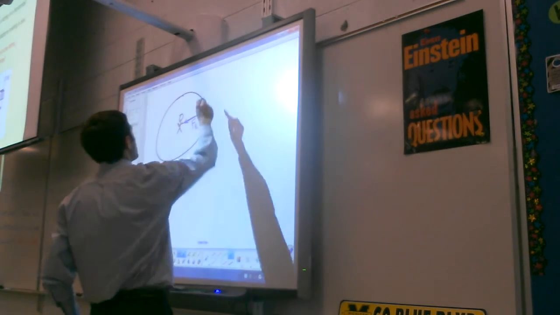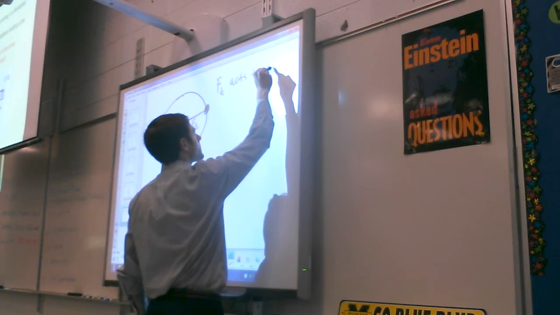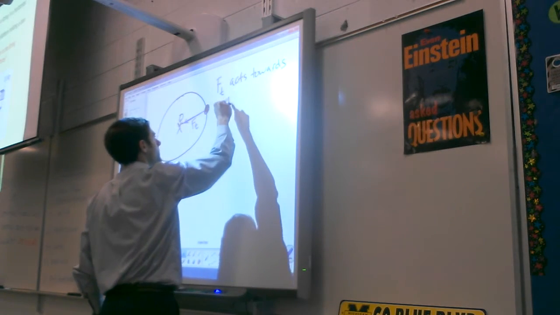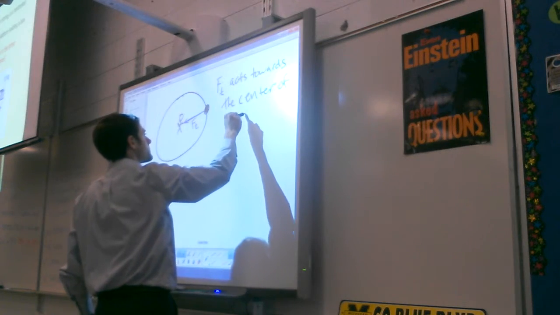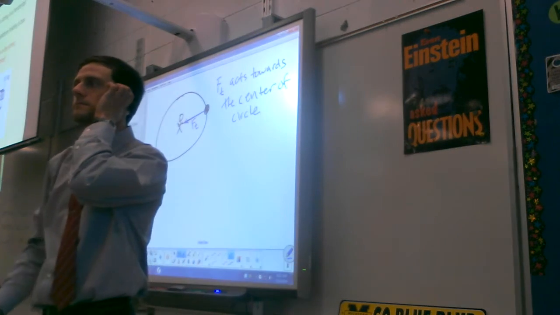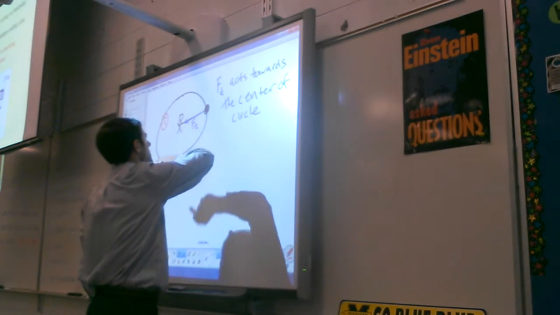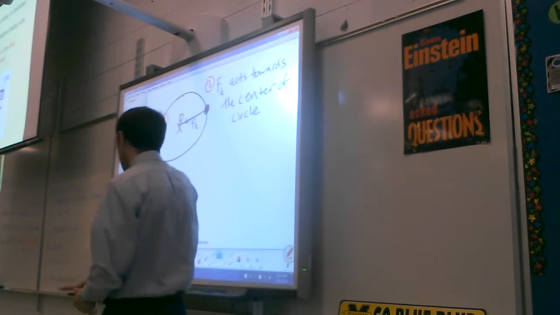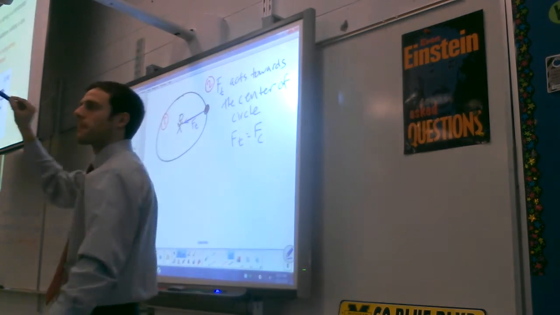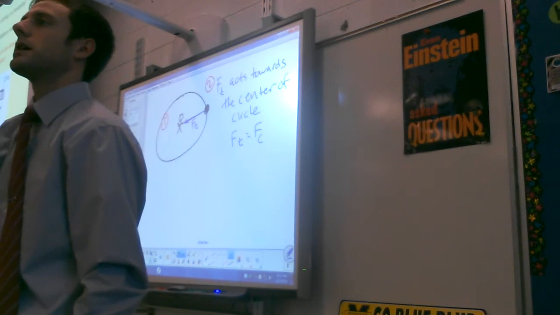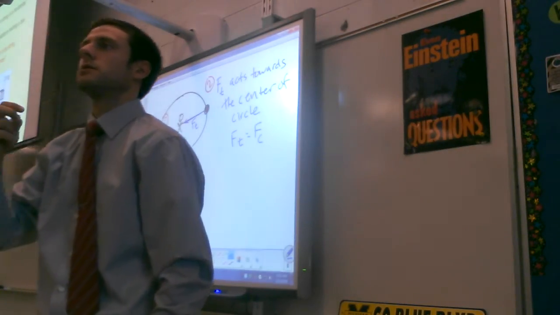So Ft acts towards the center of the circle. Step 1, we drew the free body diagram. Step 2, we found our centripetal force. Ft is equal to Fc. The tension in the string is causing the centripetal force. Jake, do you have a question? No?